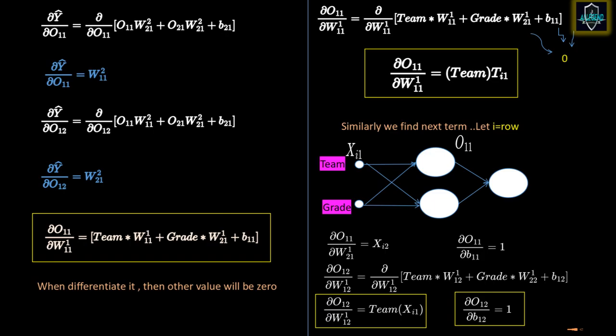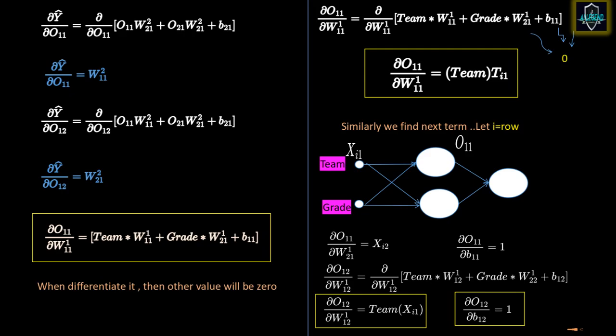It has the formula written above. Del y hat over del O11 is equal to del over del O11 of the expression inside the square bracket, like before: W211 multiplied by O11 plus W221 multiplied by O21 plus B21. So we are differentiating it, the rest will be 0 where O11 is not present. So only in the first term O11 is present with the W211. So the resultant will be W211, as you see.